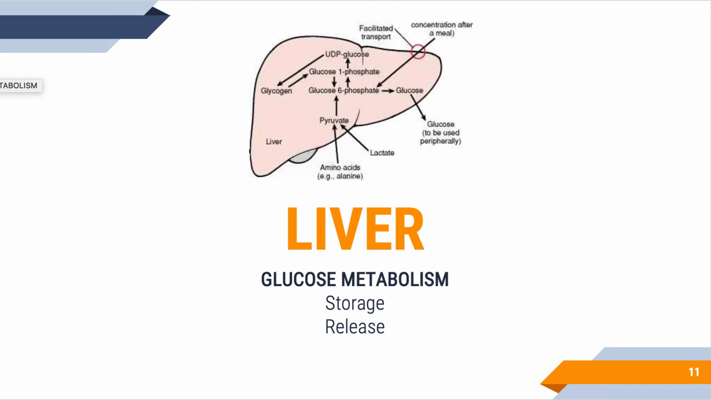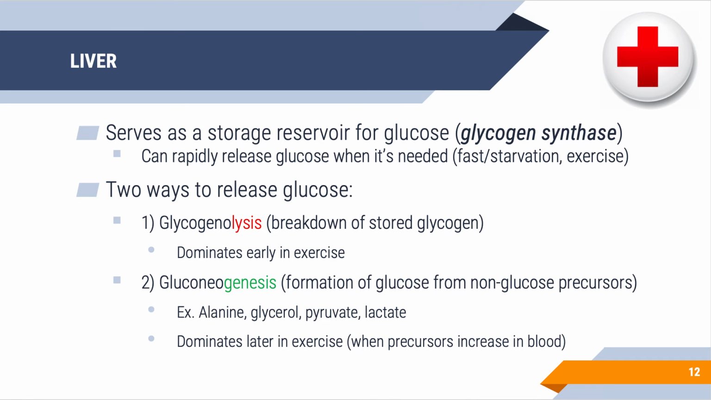I said I wasn't going to talk a lot about the liver, but we'll take some time to go over glucose metabolism in the liver as it relates to its storage as well as its release. It's important to consider and acknowledge that this storage site exists, and we can relate that to how it's important for the skeletal muscle as well. So the liver serves as a storage reservoir for glucose. In that regard, it can store glycogen via glycogen synthase, and it can rapidly provide glucose when it's needed.